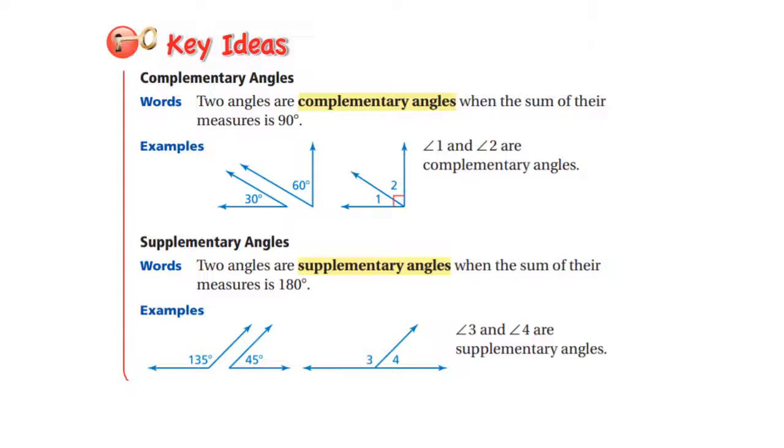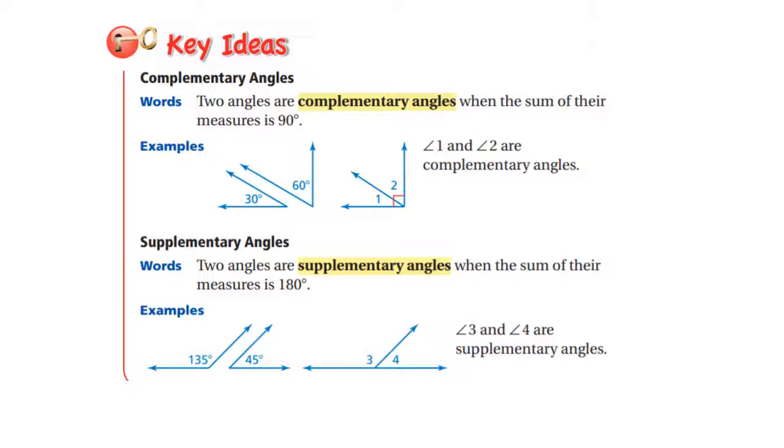The first thing is just to note the key ideas. Complementary angles are two angles that add up to 90 degrees. So what you see in this first example is two angles, a 30 degree and a 60 degree. They are not actually connected, but if you add them together, they add up to 90 degrees. So they are complementary angles.